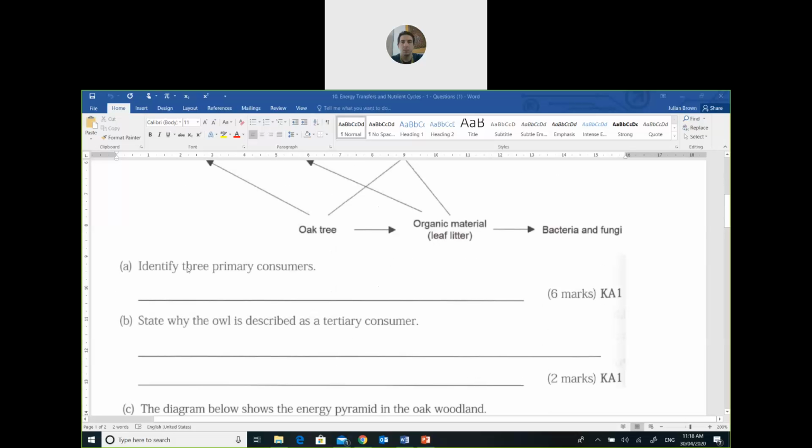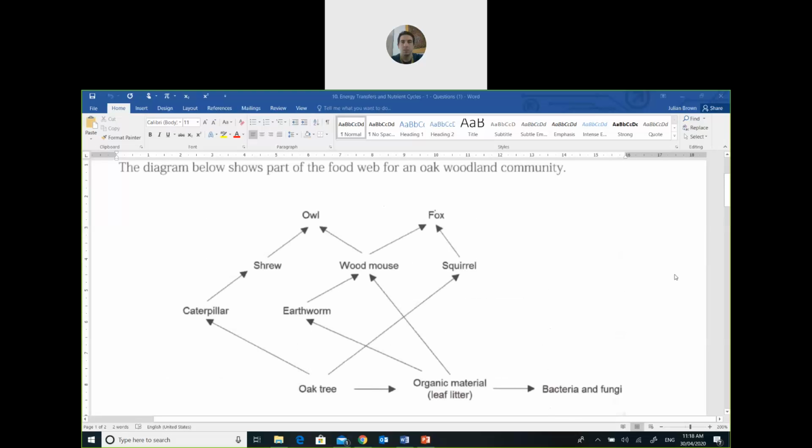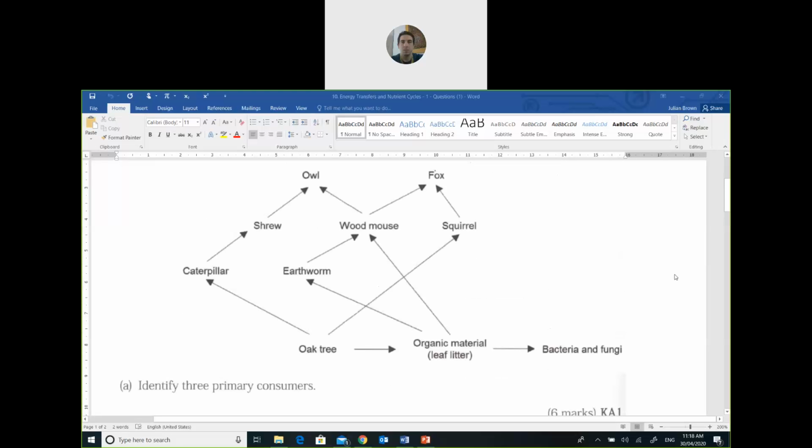So the first question is to identify 3 primary consumers. Remember, the primary consumers are those organisms that feed on the primary producers. In this case, the primary producers are our plant and shrub life, so it would be the oak tree and the organic material. So the primary consumers, primary meaning first consumers, the ones that consume the primary producers, would be our caterpillars and our squirrel, which feed on the oak tree, and the earthworm and the wood mouse, which feed on the leaf litter. So any of those 4 would be considered a primary consumer.